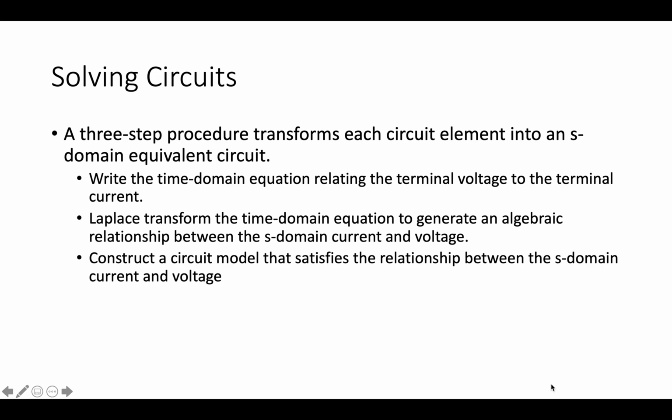So the first thing we do is we write down the time equation that relates the terminal voltage to the terminal current. Then we Laplace transform that time domain equation to generate an algebraic relation between the S domain current and voltage, and then finally we construct a circuit model that satisfies the relationships between the S domain current and voltage. And so this is done in an actual circuit. This is going to be done element by element. Once you get used to doing this, then the substitution becomes automatic. So let's look at the different elements.